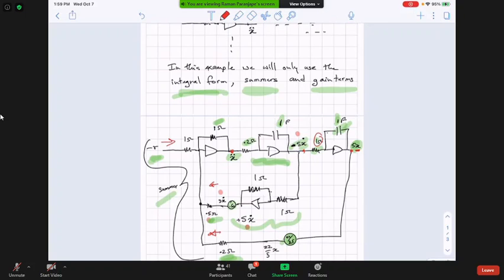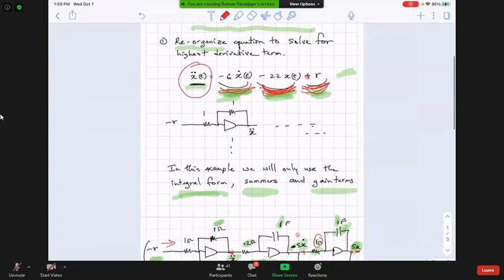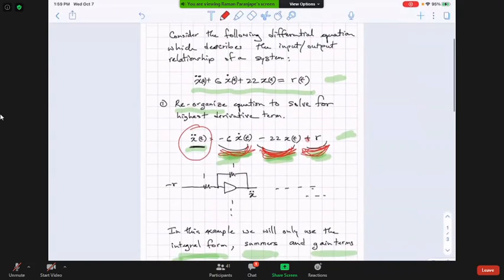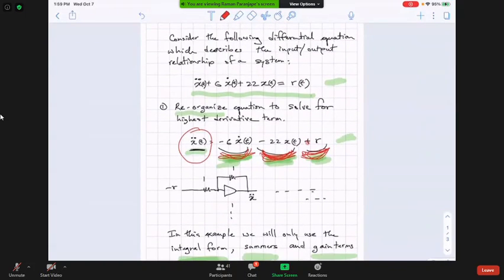We got 3 inputs that we need to generate. We need to create, right? This one, and this one. How did we get to this point? We took our differential equation and solved for the highest derivative term and said, okay, now I need to add up all these guys in order to create that highest derivative term, right?